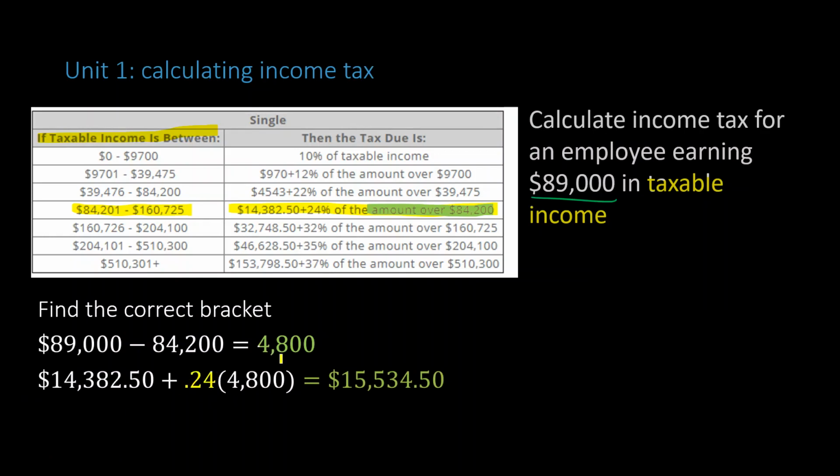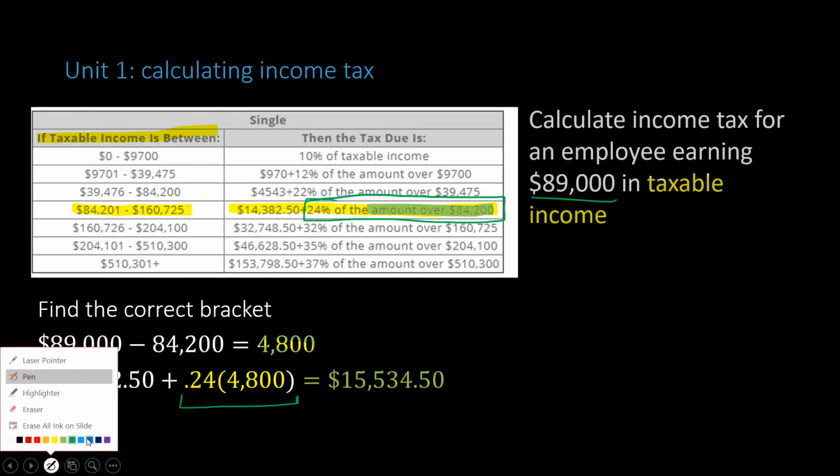So we're taking 24% of this number, and that's what's happening on that right-hand side here. This 24% of the amount over 84,200, that's exactly what's happening here.